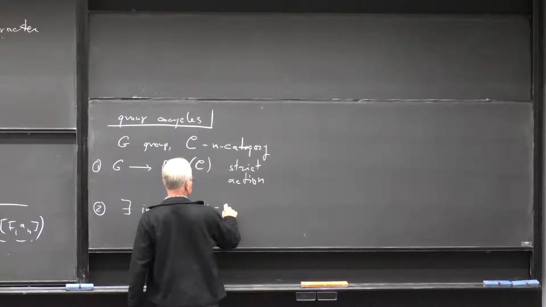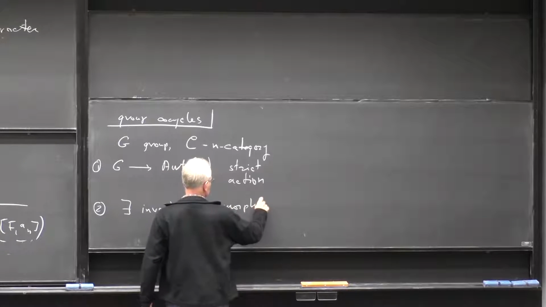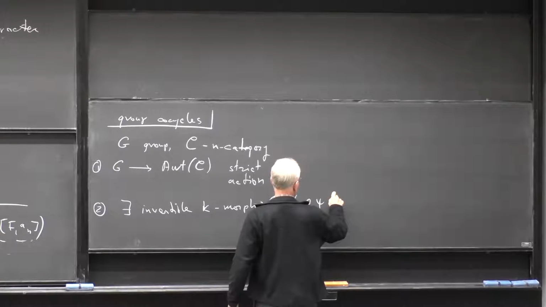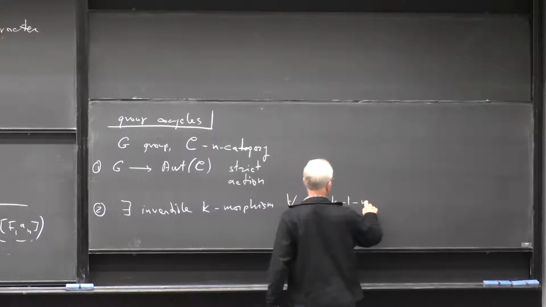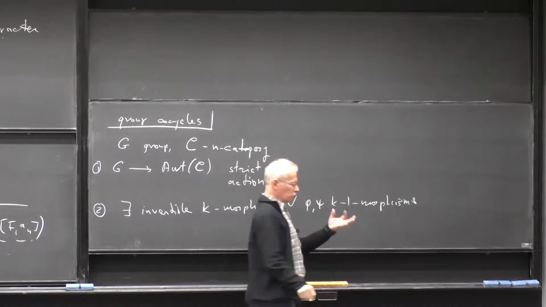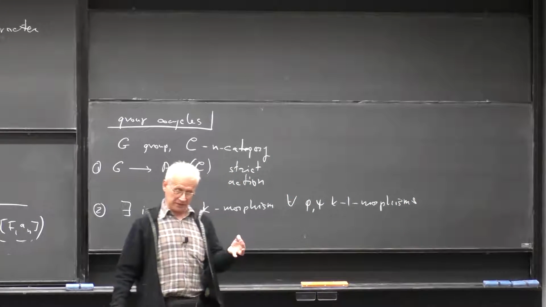Okay, so I will assume that between n and 2, there exists an invertible k-morphism for n and 2k minus 1 morphisms. So any two objects that can be connected will be connected.